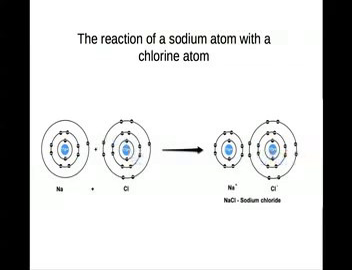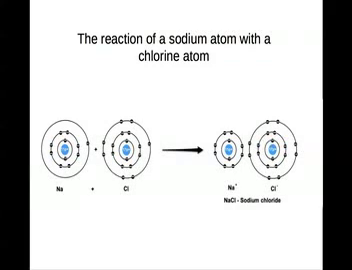But if sodium and chlorine are mixed, sodium can give up its 1 valence electron to chlorine, filling chlorine's valence shell to 8. The sodium ion and chloride ion are then attracted to each other because of their opposite charges, forming an ionic bond, the attraction between oppositely charged ions.